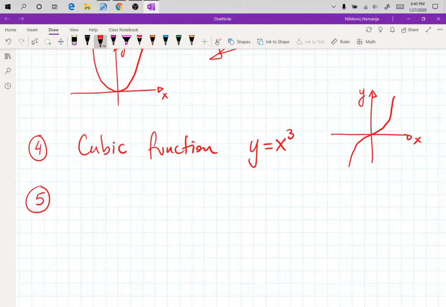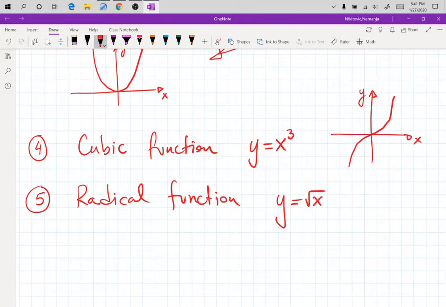The next one that you will have to know right now is the square root of x. So that's called radical function, which is y equals square root of x, and that one starts at 0, 0 and just rises towards positive y. Two more for the basic list, and by the end of the course we will add another two.